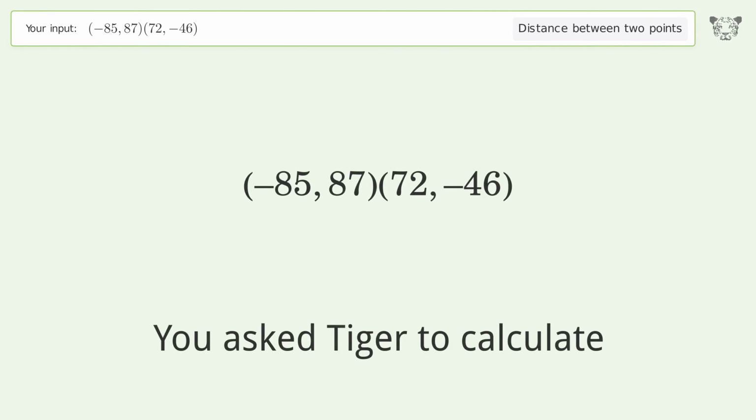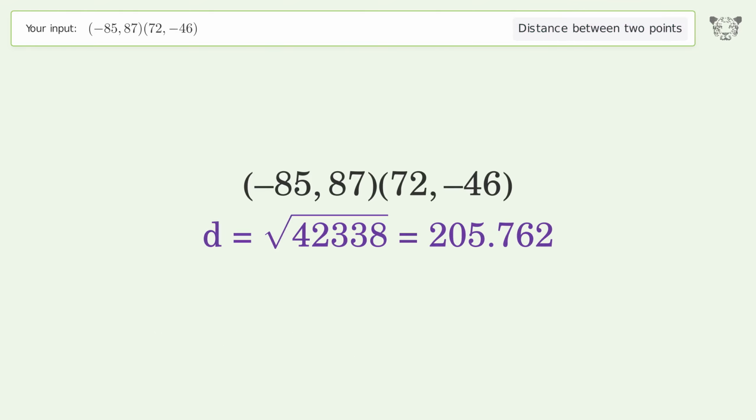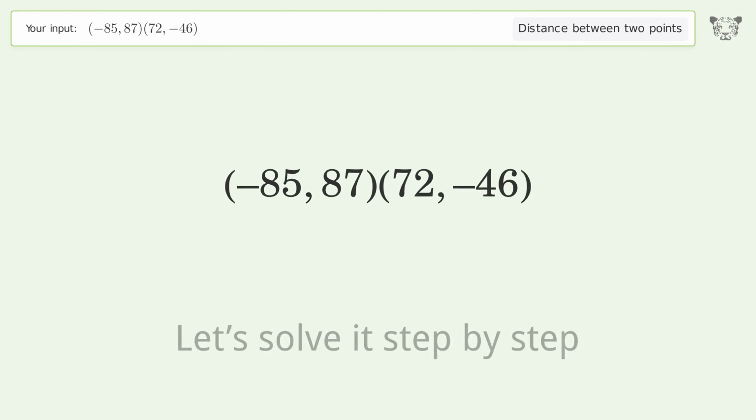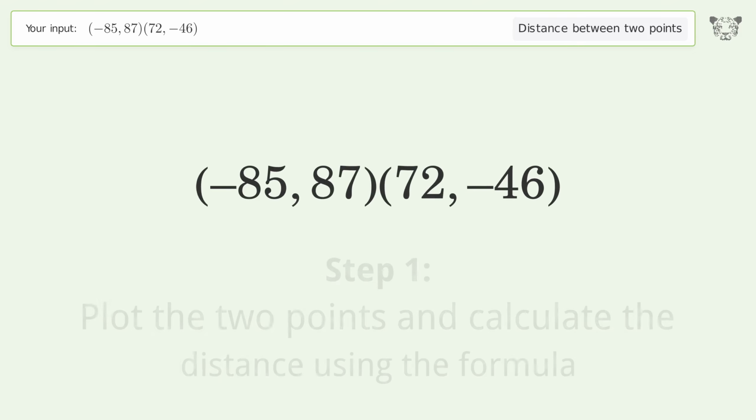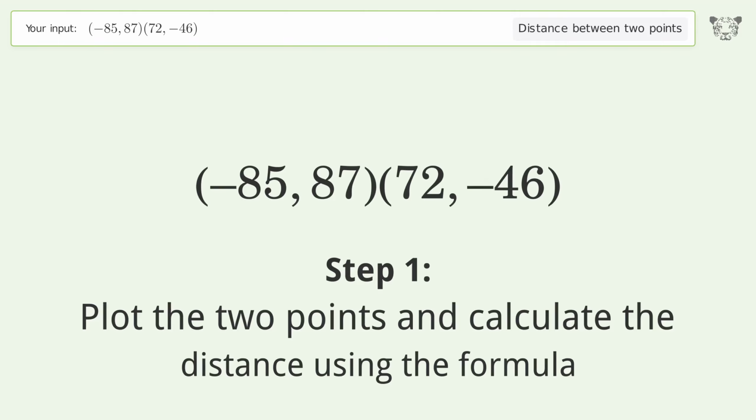You ask Tiger to calculate. This deals with the distance between 2 points. The distance between the 2 points is the square root of 42,338, or 205.762. Let's solve it step by step. Plot the 2 points and calculate the distance using the formula.